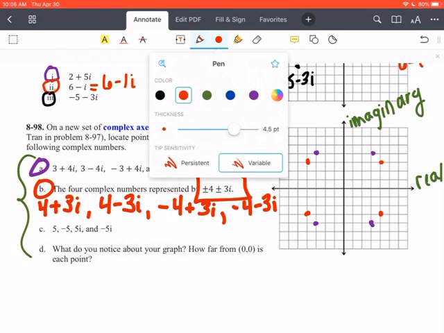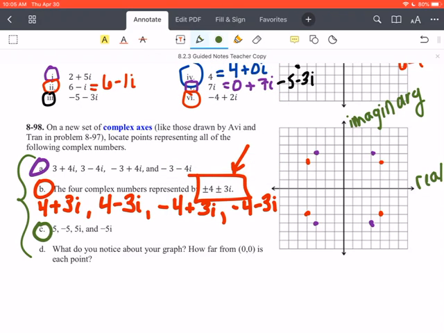So now in green, we're going to go ahead and graph C, which starts with 5. Where do real numbers go? On the real number line. So we go over 5 and up 0 because we don't have an imaginary component. And then we're going to graph negative 5, so that's going to be the mirror image in the backwards direction. And then what do we have? 5i. So we have 0 real component, and then up 5 on the imaginary number line. And then we have down 5 for negative 5.